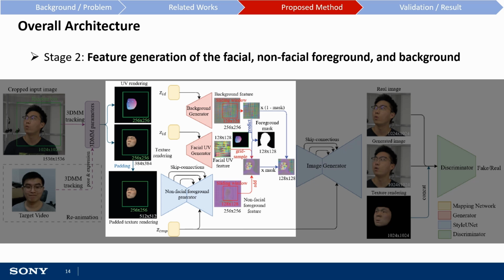Stage 2 is the feature generation stage, where they divide the portrait feature map into three parts: a static facial feature map, generated in UV space by a StyleGAN generator; a non-facial foreground feature map, generated from input texture rendering by a style unit; and a static background feature map generated by another StyleGAN generator. Then they employ neural textures to extract a facial feature map from the UV space and introduce a sliding window data augmentation to generate combined feature maps and better utilize the information from the entire video.